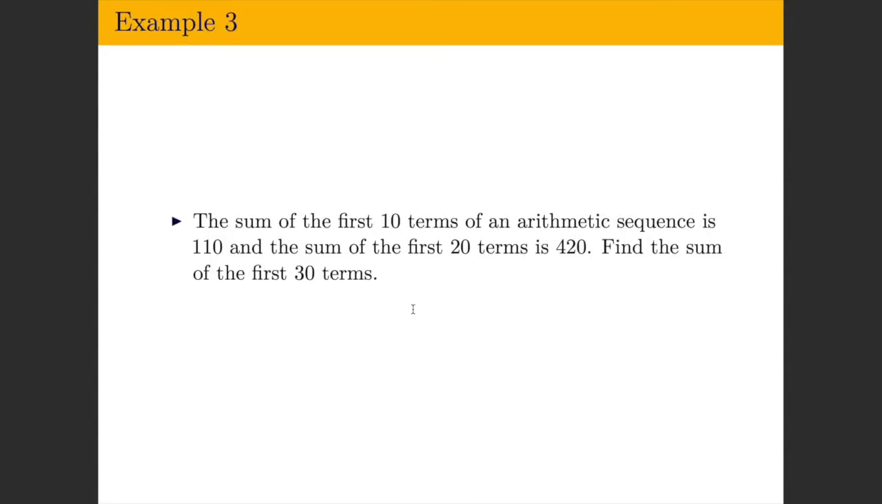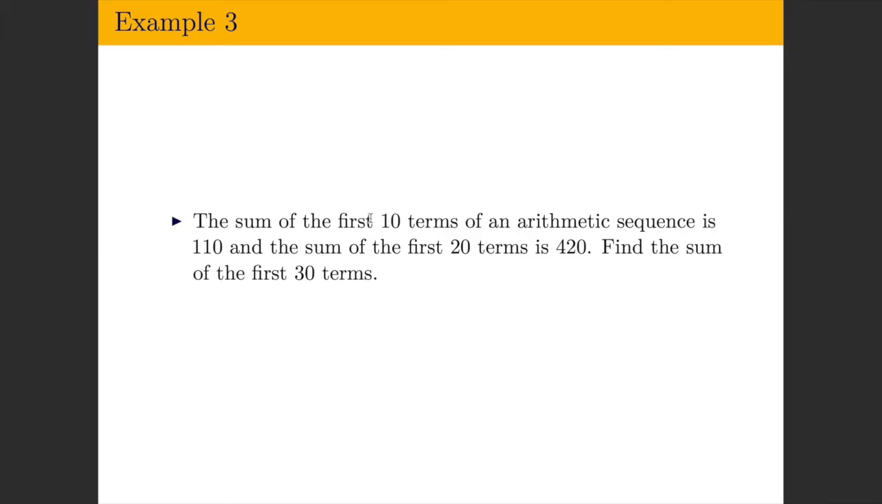And finally today we're going to go through one more example that's going to be a little bit more algebraic in its nature. So we're not going to derive a formula, more so we're going to solve for a and d and then compute a particular sum. So let's go through this example.